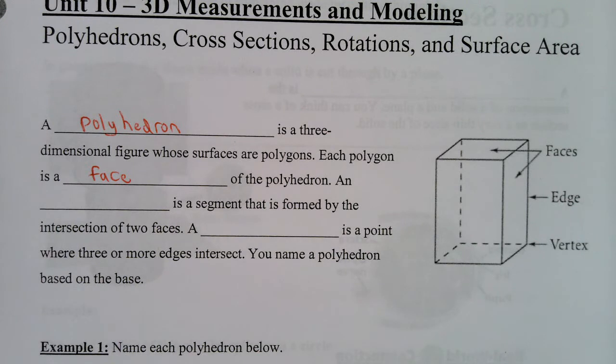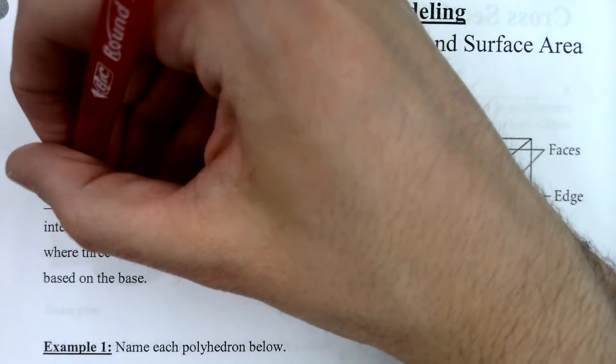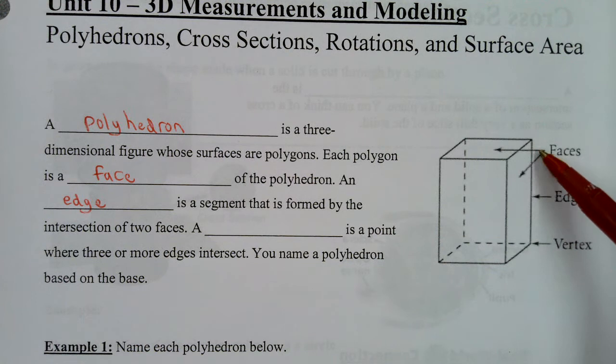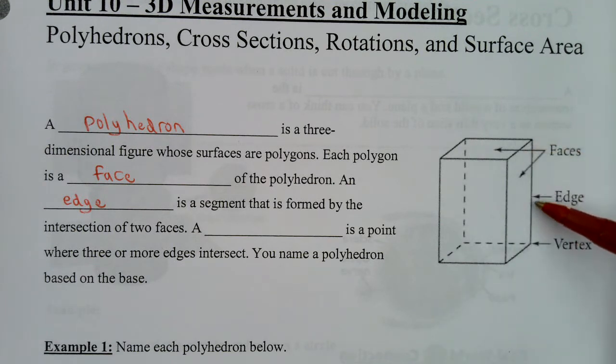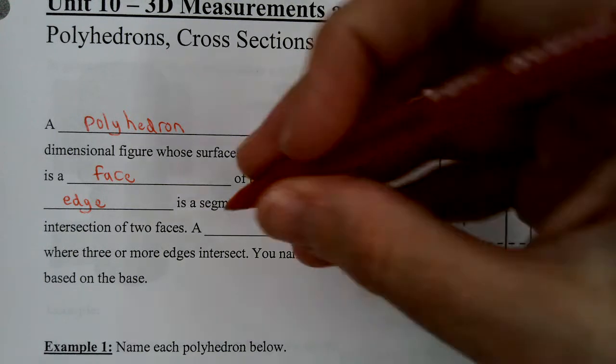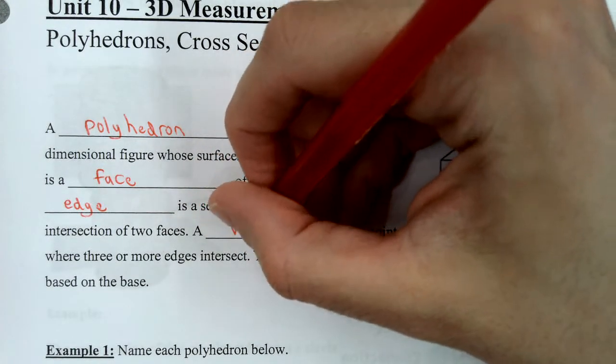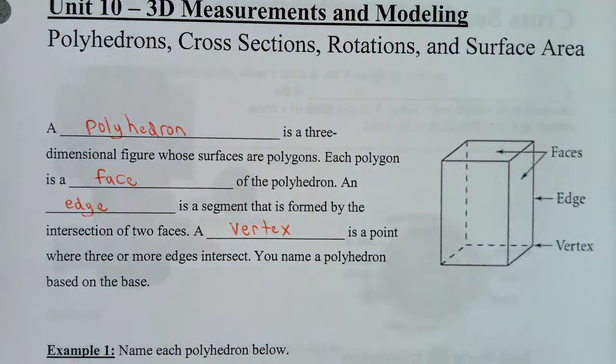An edge is a segment that is formed by the intersection of two faces. Okay, it's called an edge. For example, here's an example of an edge. That is the intersection of the face on the right and the face in the back. So that's an edge. And a vertex is a point where three or more edges intersect. And this is important. You name a polyhedron based on the base. So we'll see that in example 1.